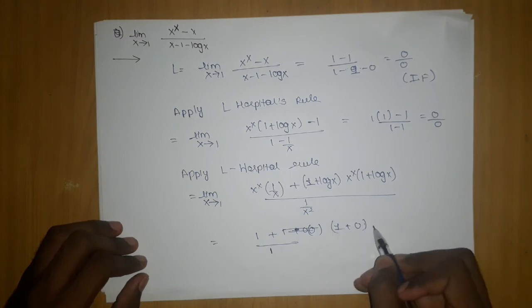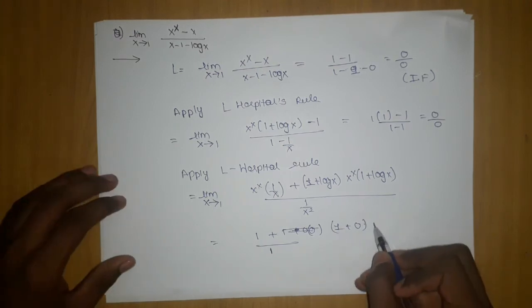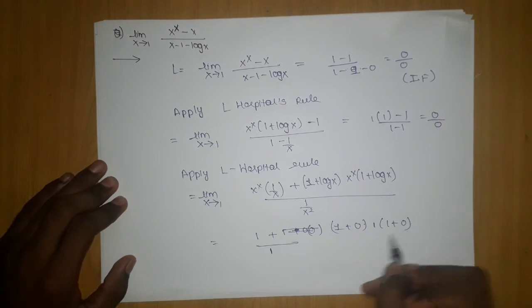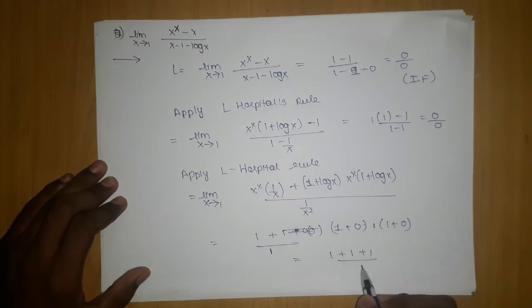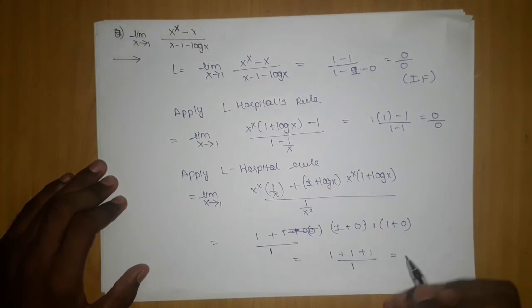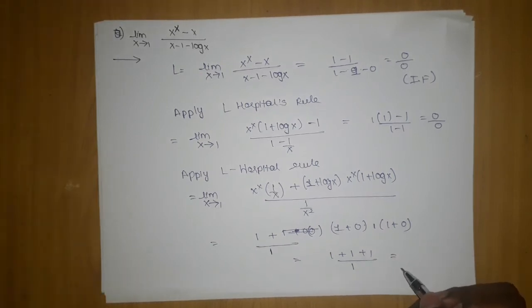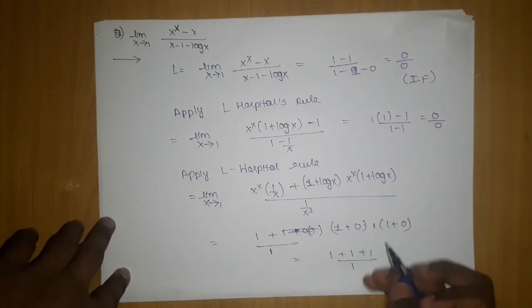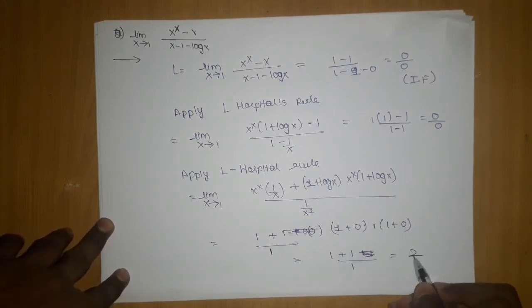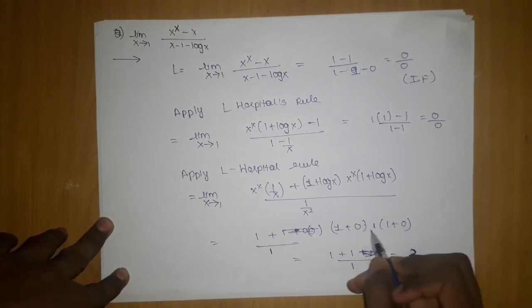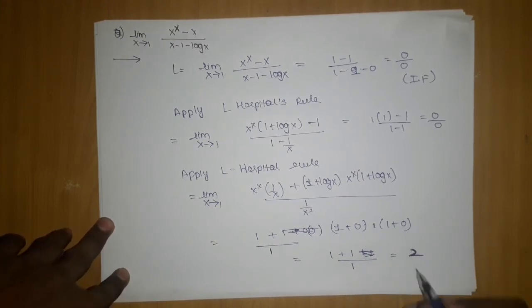Sorry, I made a mistake. After this it will be 1 into 1 plus 0, which will give me 1 plus 1 upon 1. Wait, this will be multiplied with this and there will be no 1, it will be only 2. So 2 is the answer.